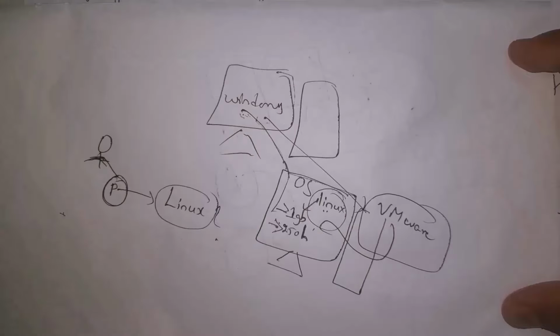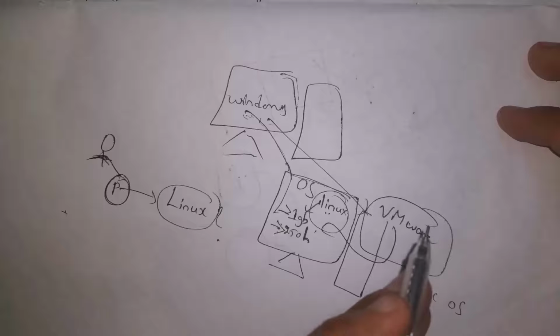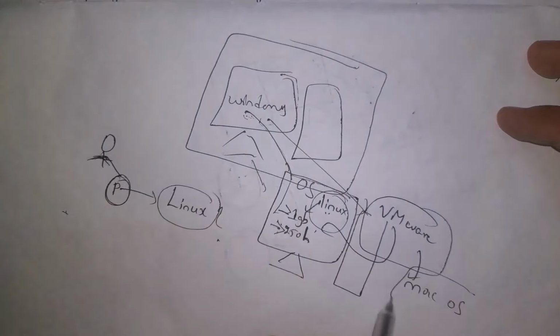For example, this time I need Mac OS. Simply I can install Mac OS in VMware software. So by using VMware software, we can divide our main computer into smaller virtual computers.